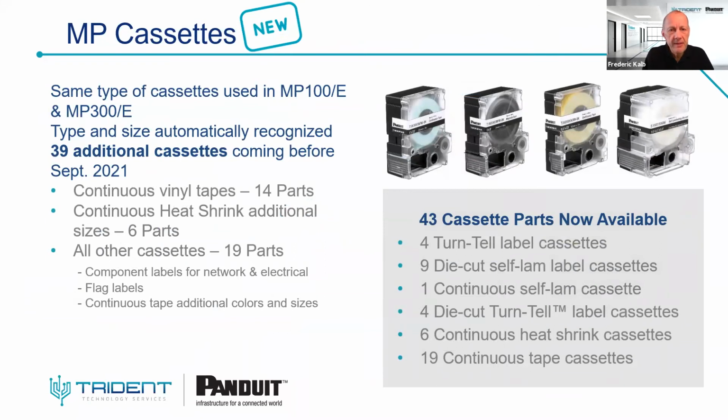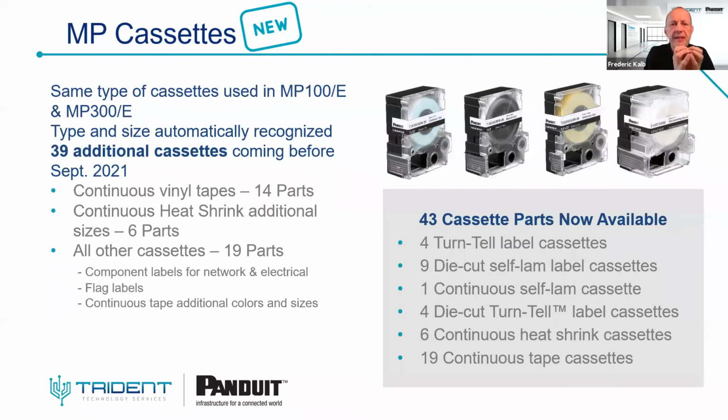The two portable printers are working with cassettes. Cassettes in which you will have the label, but you will also have the ink. That means one unique cassette for both needs, and you don't have to look at both separately. All is in one cassette.